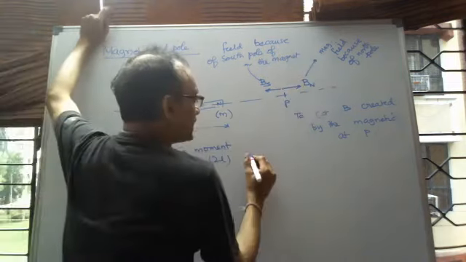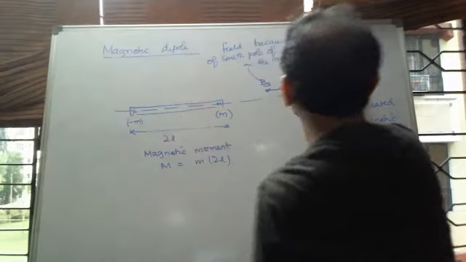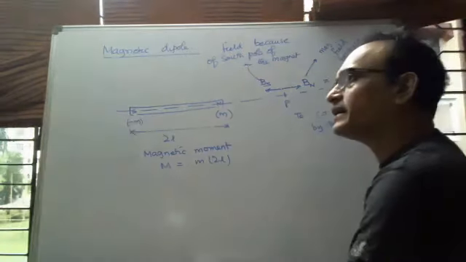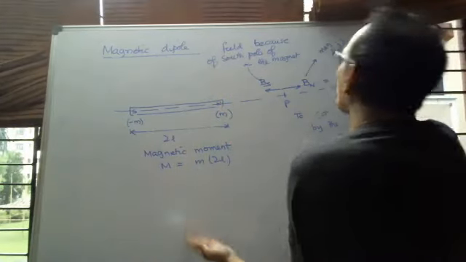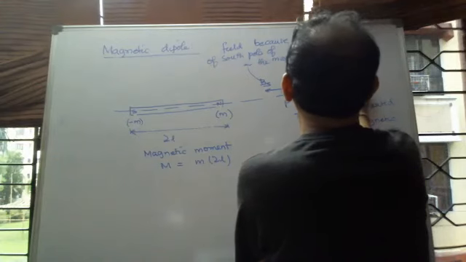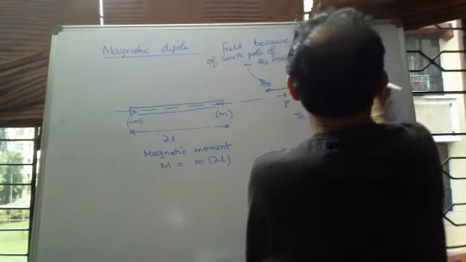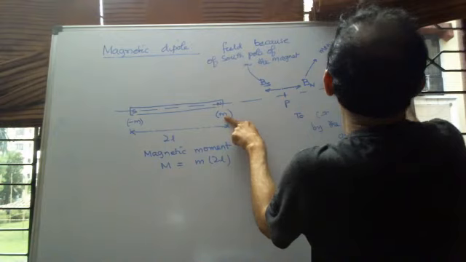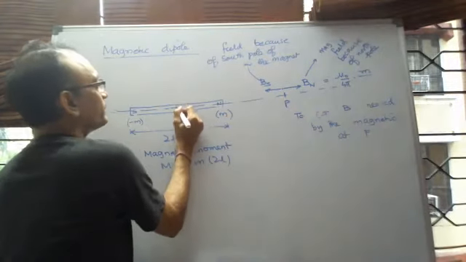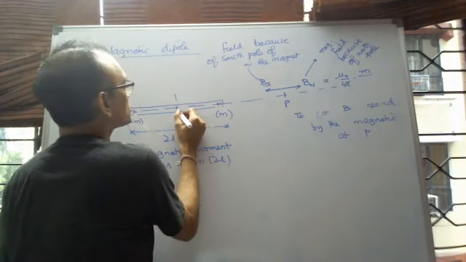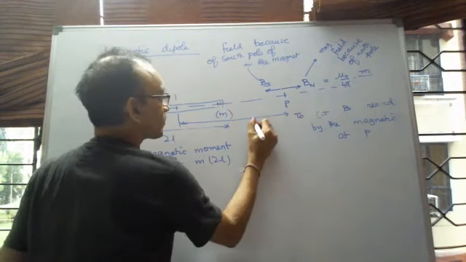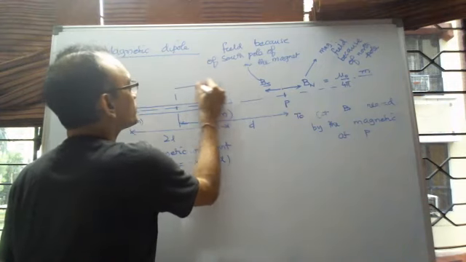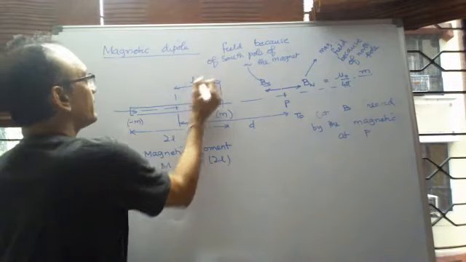So the net field at Bn, what will it be? KQ by R squared. Now instead of Q, there will be M, and instead of K, there will be mu naught by 4 pi. So it's going to be K, which is mu naught by 4 pi, and instead of charge, I'll have the pole strength divided by, let's take a midpoint of this. From there, suppose this distance is D, and this is L by 2. No, this is L. Say L. This is L, and this is also L.